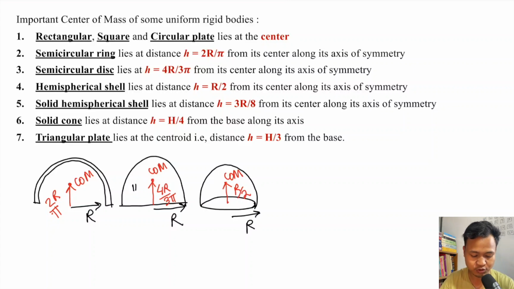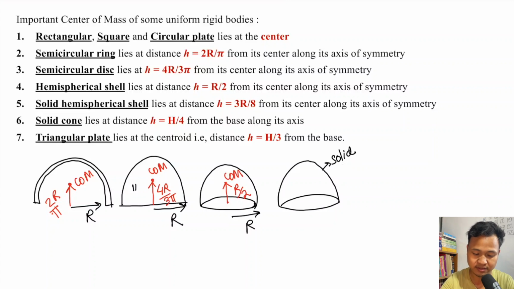Next you have a solid hemisphere. Same hemisphere, but now instead of hollow, it is solid. This is a solid hemisphere, half a sphere. The center of mass is at a distance of 3r by 8 from the center along the symmetry. So here, distance 3r by 8, is the center of mass.